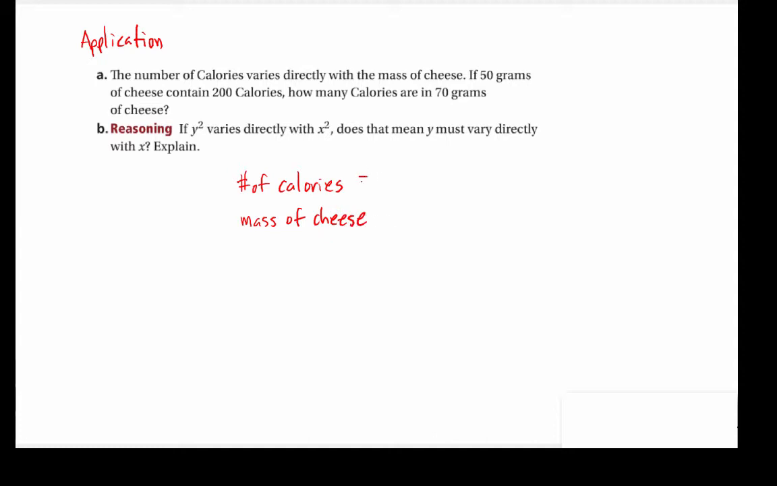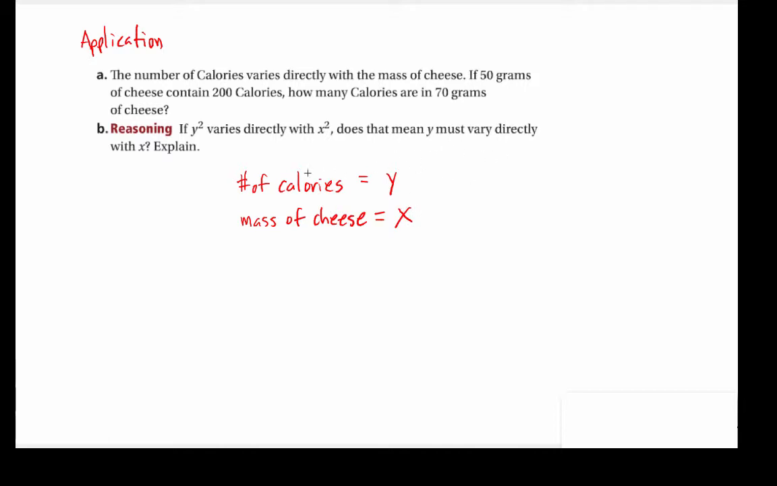Okay, so let's assign which one's going to be x and which one's going to be y. Well, we're told in the first sentence that the number of calories varies directly with the mass of cheese. So the number of calories is y, the mass of cheese is x. The number of calories is going to depend on the mass of cheese.